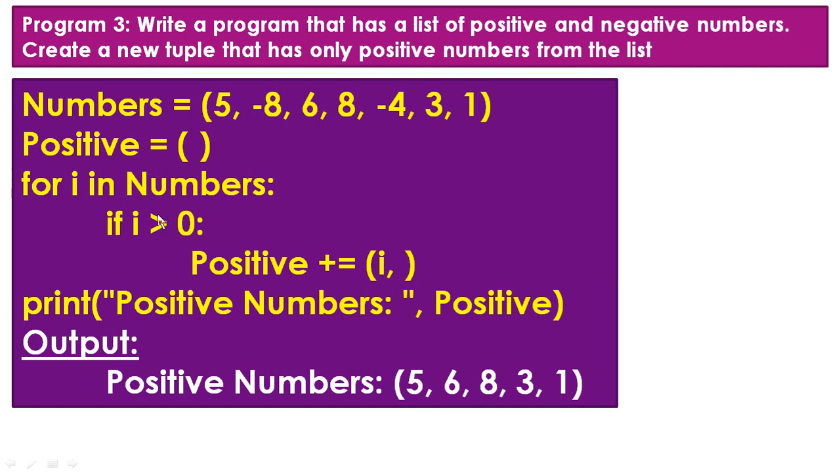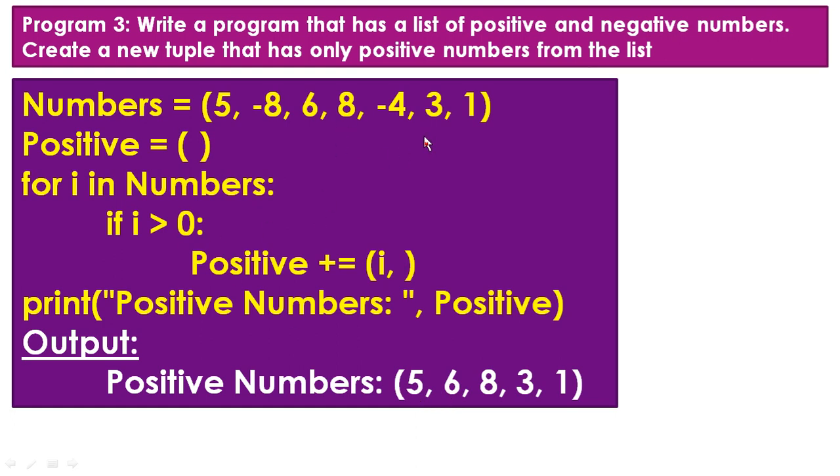Here -8 greater than 0 is false. So this statement is not executed now. So it skipped, and the next I is 6. 6 greater than 0 is true. So this statement is again executed. Already we have 5 here. So at the next iteration, 6 is appended to the 5. So we get the result 5 and 6.